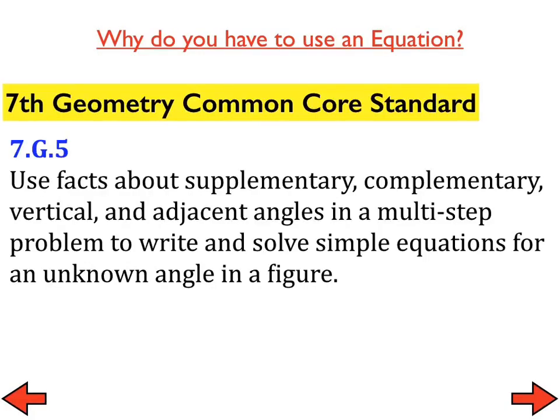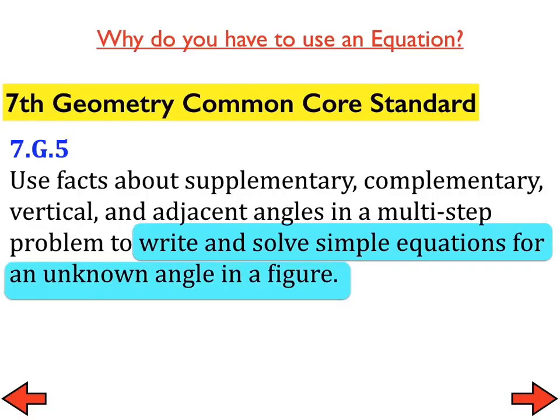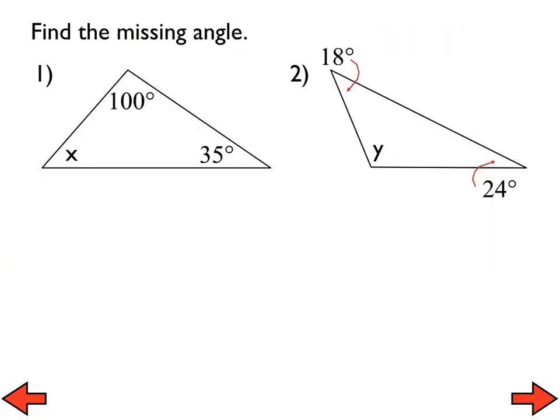And I just said you're using the equation because the standard says you have to practice it that way. So let's use equations. Number 1, find the missing angle using an equation. What is an equation I can write here? Using the triangle sum theorem, the 180-degree rule. X plus 100 plus 35 equals 180. Perfect. X plus 100 plus 35 equals 180. Go ahead and solve for x degrees.